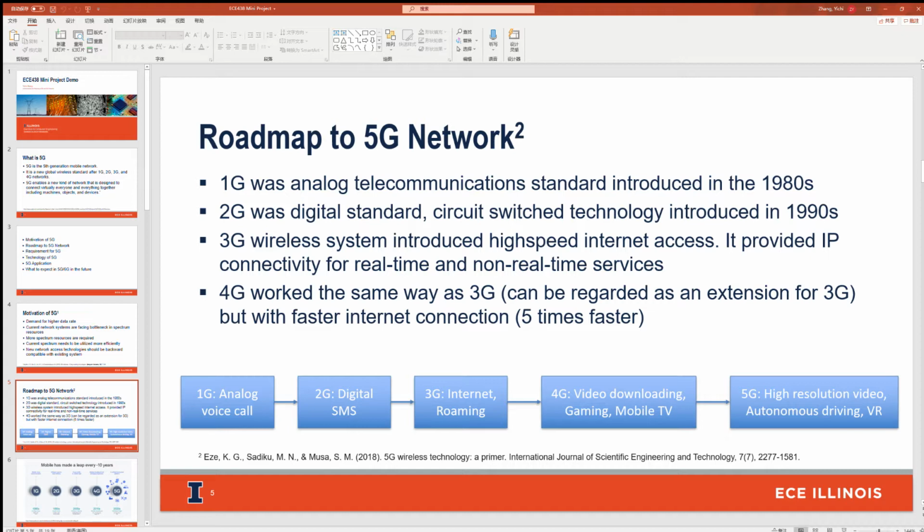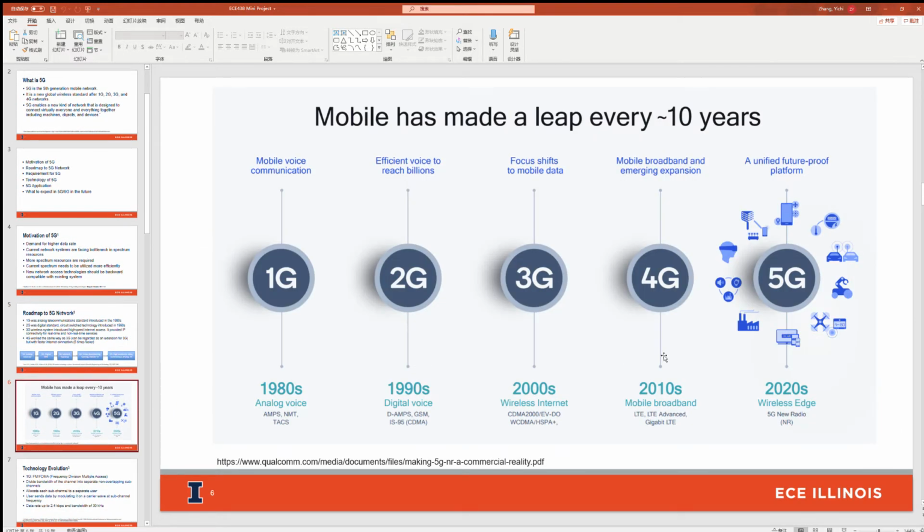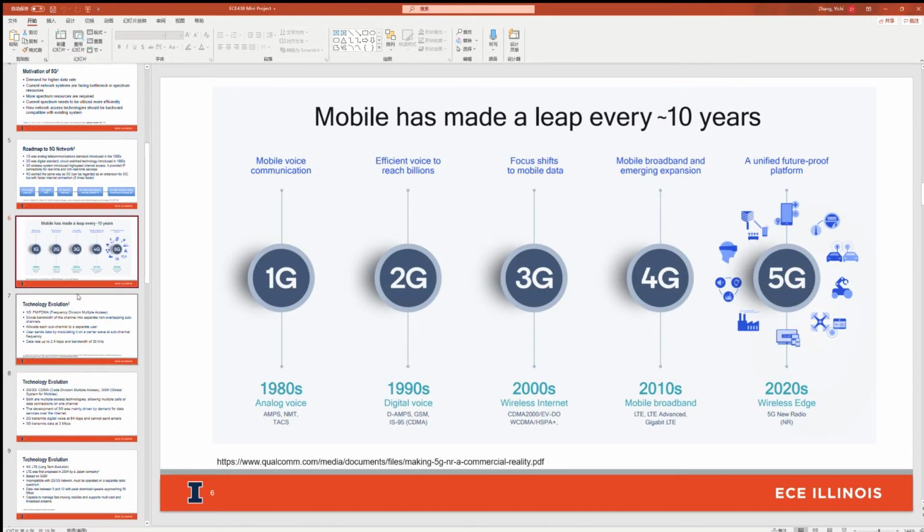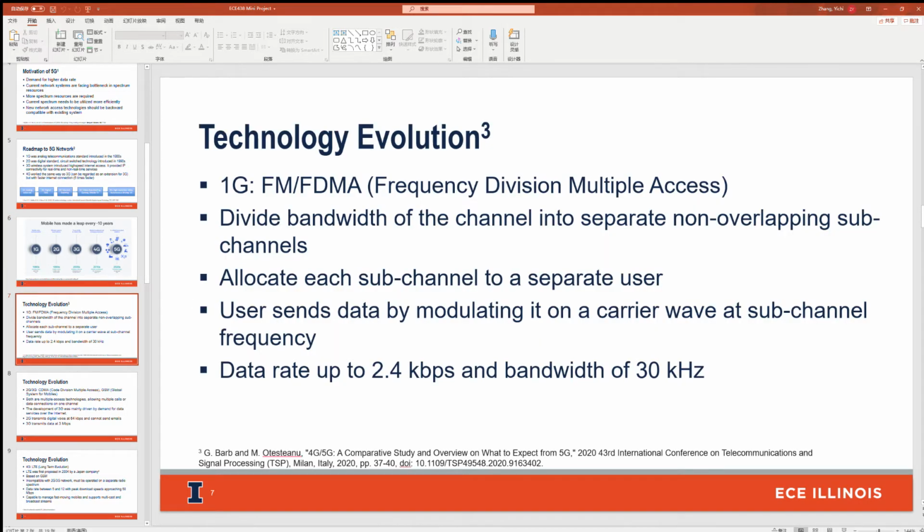There have been drastic improvements from 1G to 5G. And here's the figure that shows the generation of wireless technology from 1G to 5G and the timeline and what application that we have for the different generations of networks here. Okay. So what is the technology evolution?